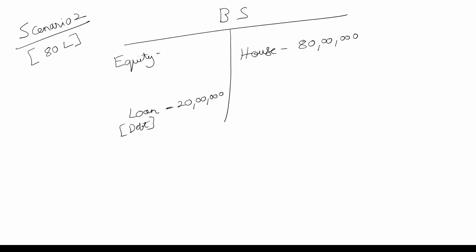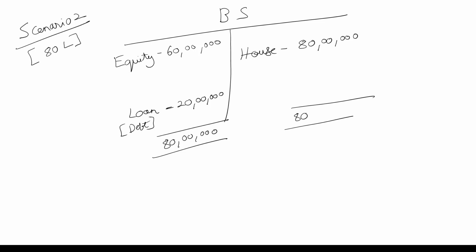Equity value is going to be 60 lakhs now. So you can see that we have a total here of 80 lakhs. Great. Now let's look at the analysis part. House value reduces by 20%. How? 1 crore to 80 lakhs.